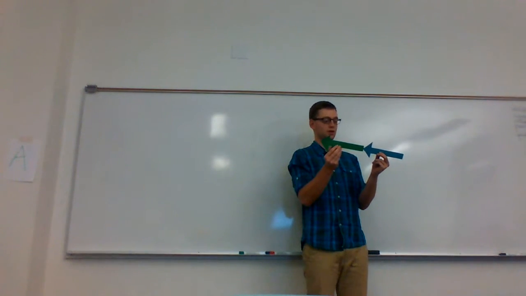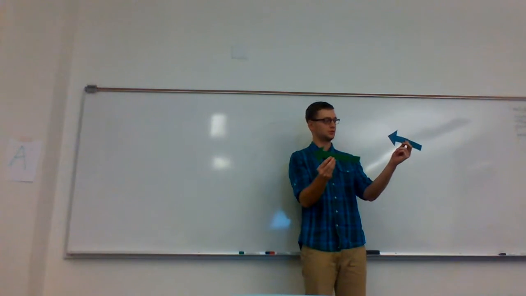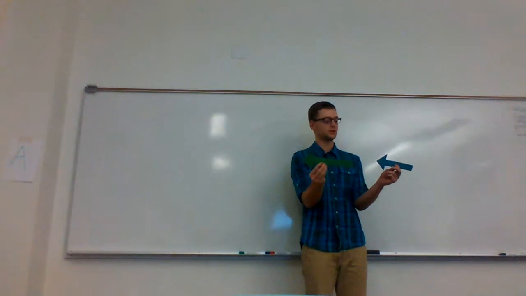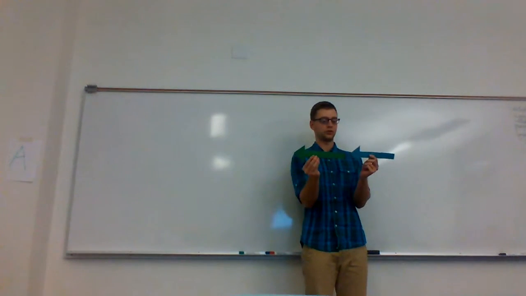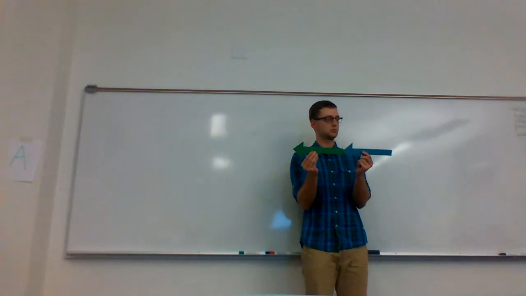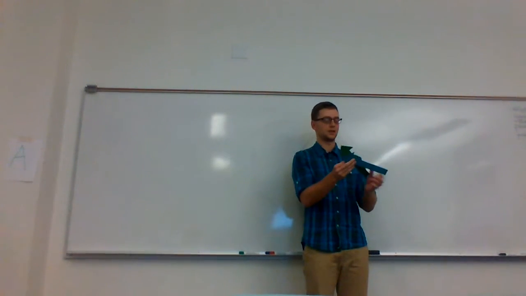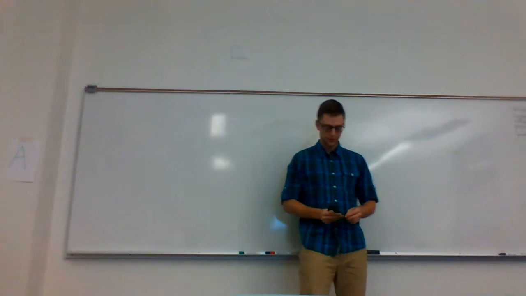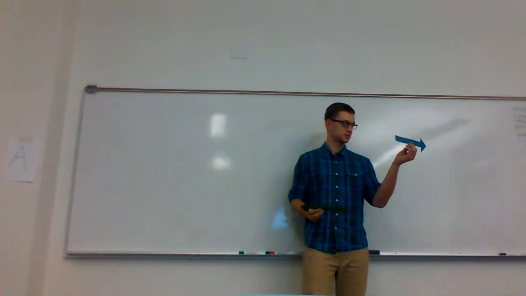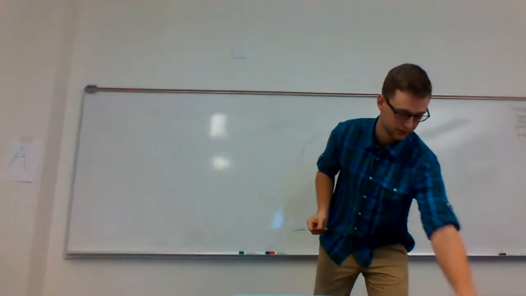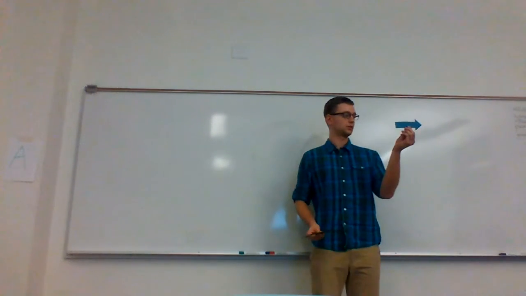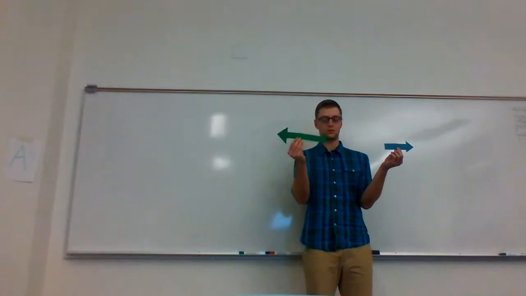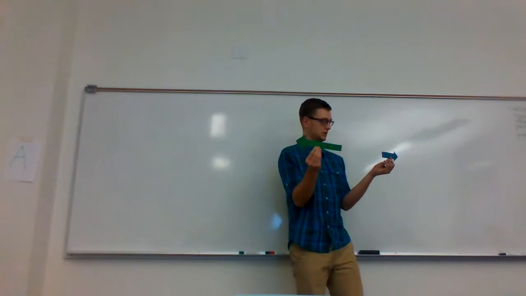Since they're both in the same direction, the two things you're looking for are magnitude and direction. They're both the same direction, so they're just going to add directly together, and make one arrow that is the same length as this arrow plus this arrow. Now, what happens if we have one arrow going to the left and one arrow going to the right? How are these going to add together?